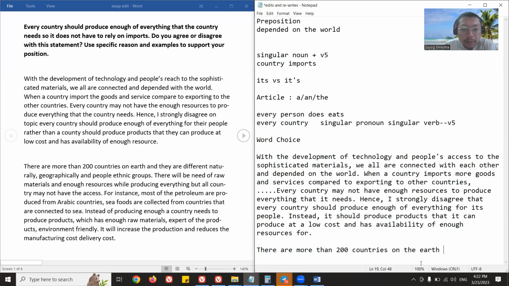It doesn't make sense. Okay, so maybe let me try to say there are more than 200 countries on the earth and they are different naturally and geographically, and I think what that means is actually culturally, right? Culturally includes what this person is trying to say. So if this person was actually online, I would have asked him, but I think that's pretty much what he's trying to say.